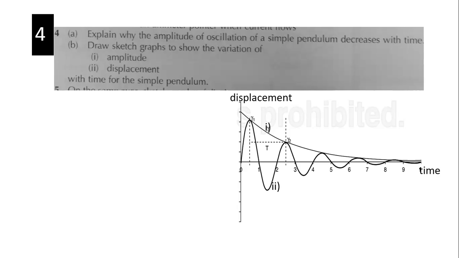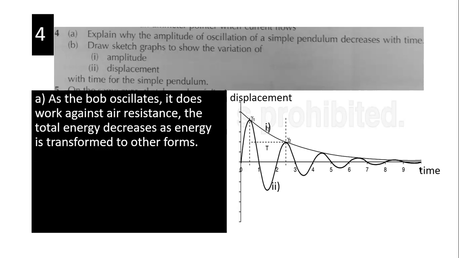Okay, damping. What is damping? Presence of resistive force. So the amplitude decreases because there's work done against air resistance or resistive force. So the total energy decreases. As the bulb oscillates, it does work against air resistance. Total energy decreases as energy is transformed to other forms. So the amplitude decreases.